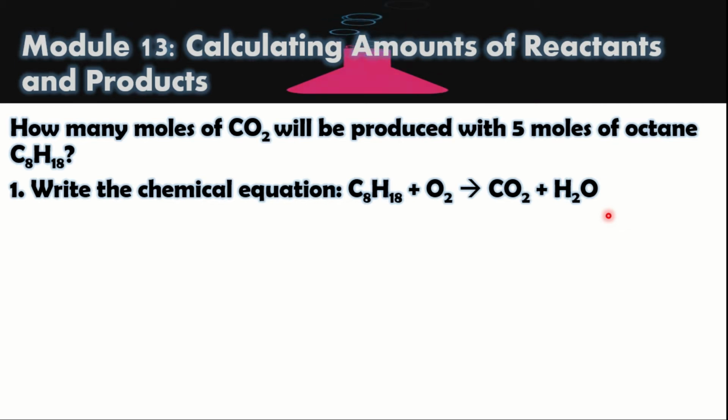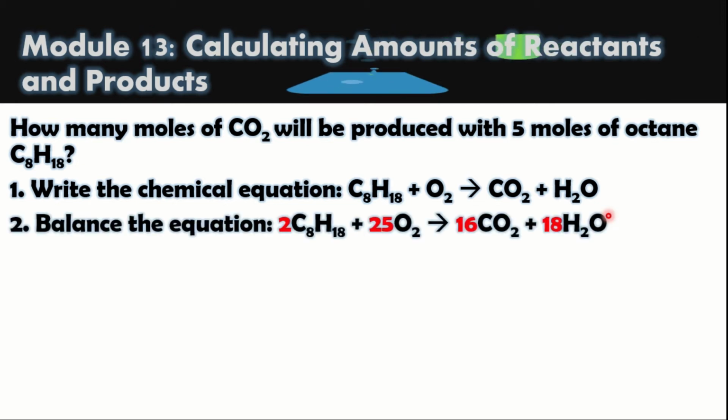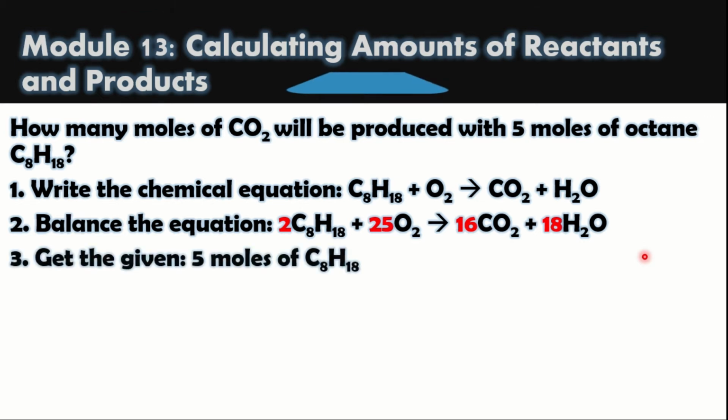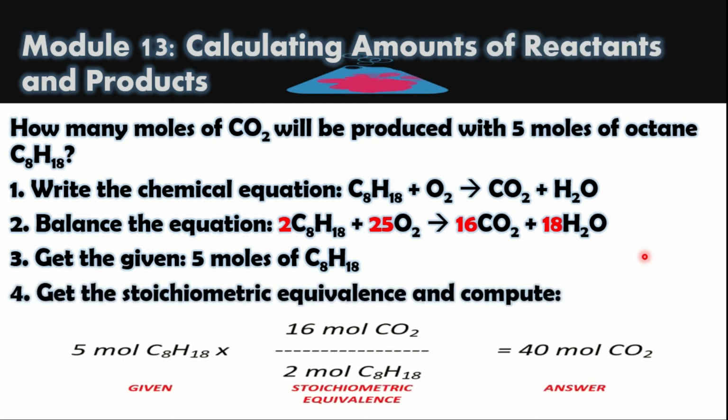The second step in order for us to determine the number of moles of carbon dioxide which will be produced with 5 moles of octane, we have to balance the chemical equation in order for us to determine the stoichiometric equivalence of the substances. After balancing the chemical equation, you have to get the given, which is the 5 moles of octane. Now, using the given and using the stoichiometric equivalence, we will be able to determine the number of moles of carbon dioxide. How so? Using this computation. So this is our given, 5 moles of octane.